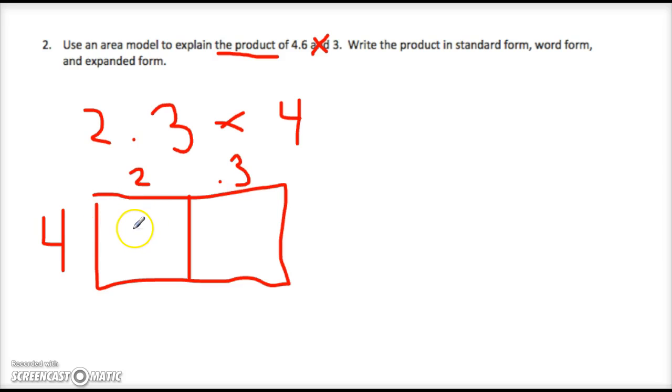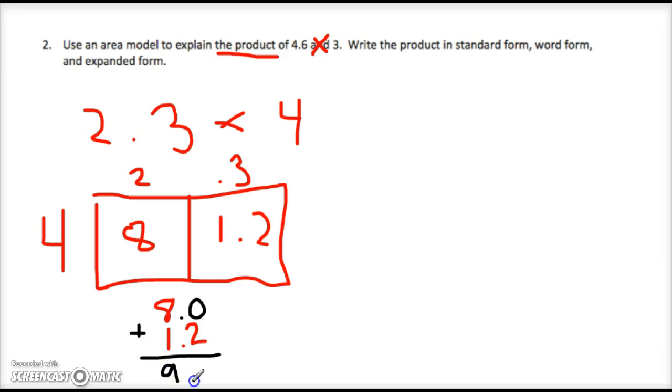Well, 4 times 2 is 8. 4 groups of 2 ones is 8, and 4 groups of 3/10 is 12/10, or 1.2. That's the first part, and then I have to combine those parts together. So 8 plus 1.2. You'll notice that I am choosing to line up my ones because 8 is the same as 80/10. That's another way. And then I have to add those two parts together. So I get 9.2. Now that's my product.